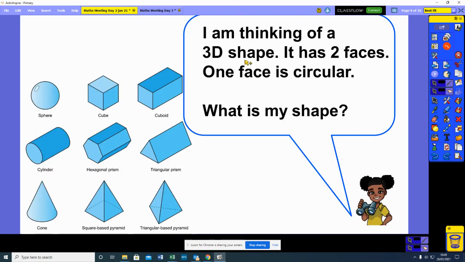I'm thinking of a 3D shape. It has 2 faces. One face is circular. What is my shape? I'm going to pause the video for you to have a look at all the shapes and decide which shape I am thinking of.